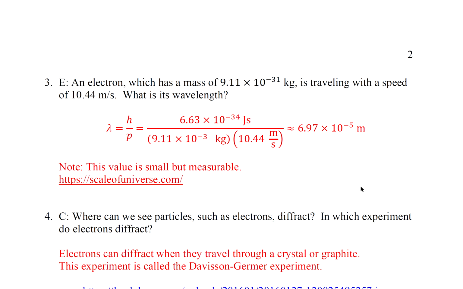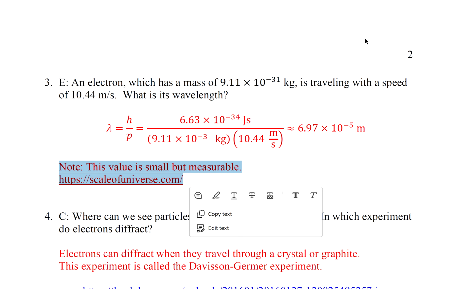Question 3. An electron which has a mass of 9.11 times 10 to the minus 31 kilograms is traveling with a speed of 10.44 meters per second. What is its wavelength? So it's traveling at the same top speed as Usain Bolt, this electron. We're going to get a wavelength of 6.97 times 10 to the minus 5 meters. So you can see this is 10 to the minus 31, but it just didn't show up. So even though this value is small, it is measurable.